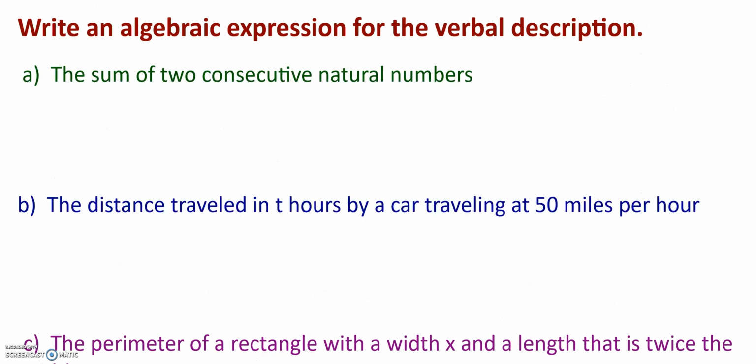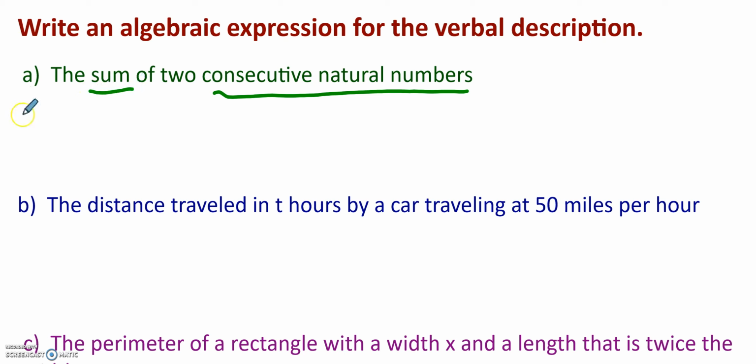The next problems are looking at verbal expressions and writing them down as algebraic expressions instead. So these I'd like to go through with you. First, we want to write down an expression for the sum of 2 consecutive natural numbers. Now, natural numbers, remember, are the counting numbers. So 1, 2, 3, 4, 5, 6, 7, 8. And we would like to find the sum or the addition of them.